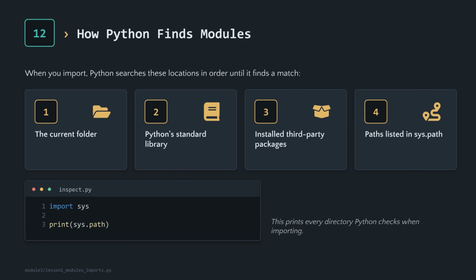When you import a module, how does Python find it? It searches through a specific sequence of locations: the current folder, the standard library, third-party packages, and finally, the paths listed in sys.path. If you ever need to inspect where Python is looking, you can print sys.path yourself.